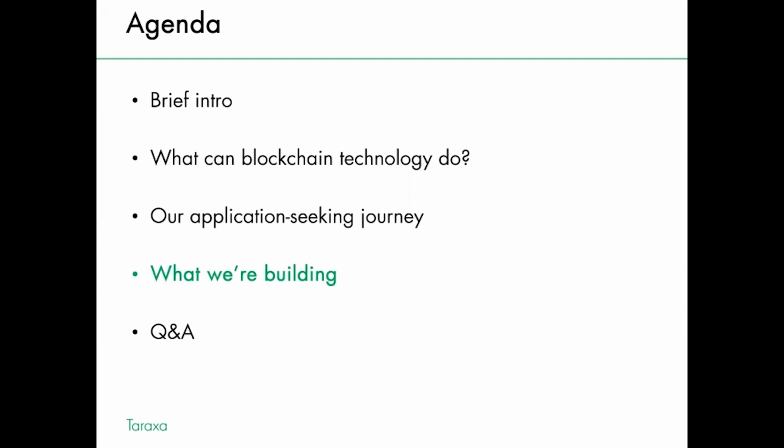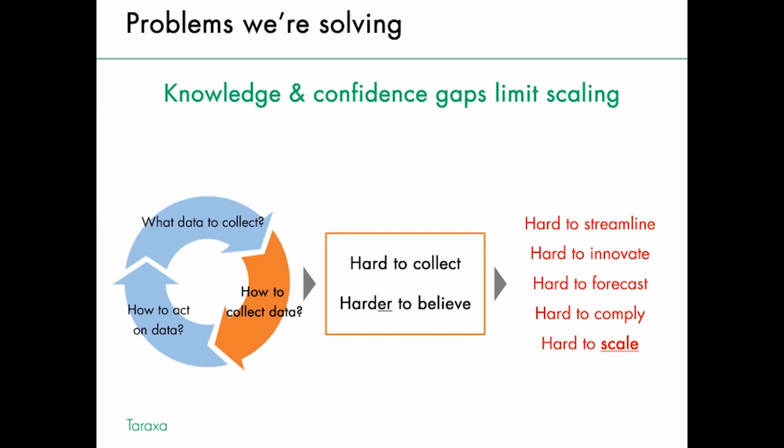Okay, so we've talked about the technology application fit. We talked about our application seeking journey. So next, we're going to talk about what are some of the things that we're actually building, right? So to sum it all up, the problem that we're actually solving right now with the application platform that we're building is really trying to resolve this problem of knowledge and confidence gaps limit scaling, right?